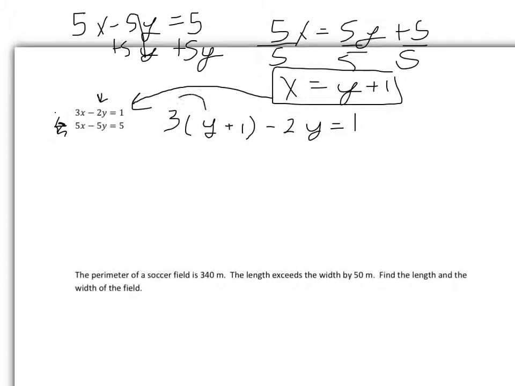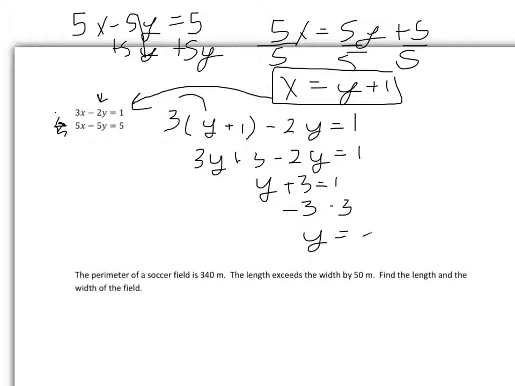So now we distribute here: 3y plus 3 minus 2y equals 1. Combine like terms, our 3y minus 2y is just y, plus 3 equals 1. Subtract our 3, and we get y equals negative 2.